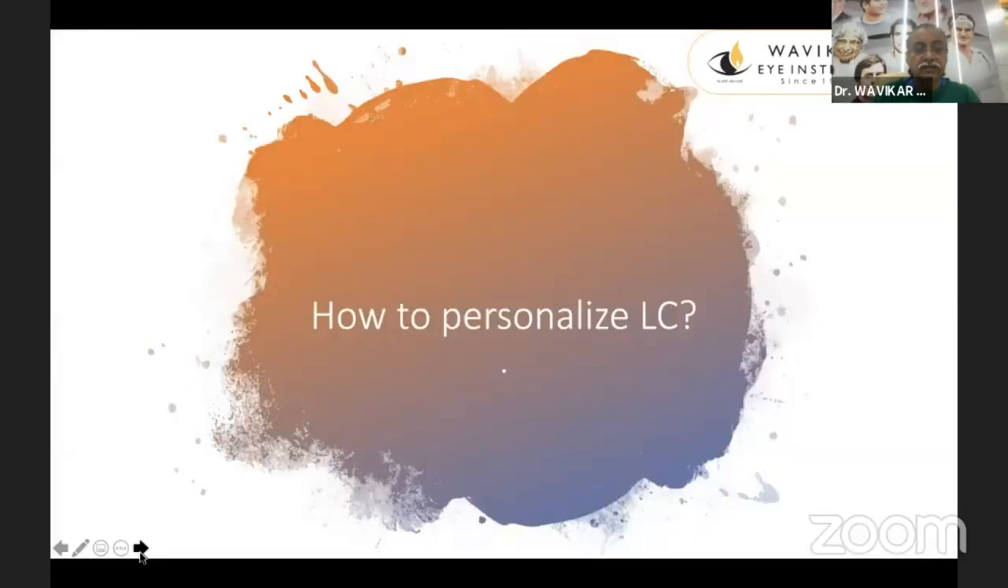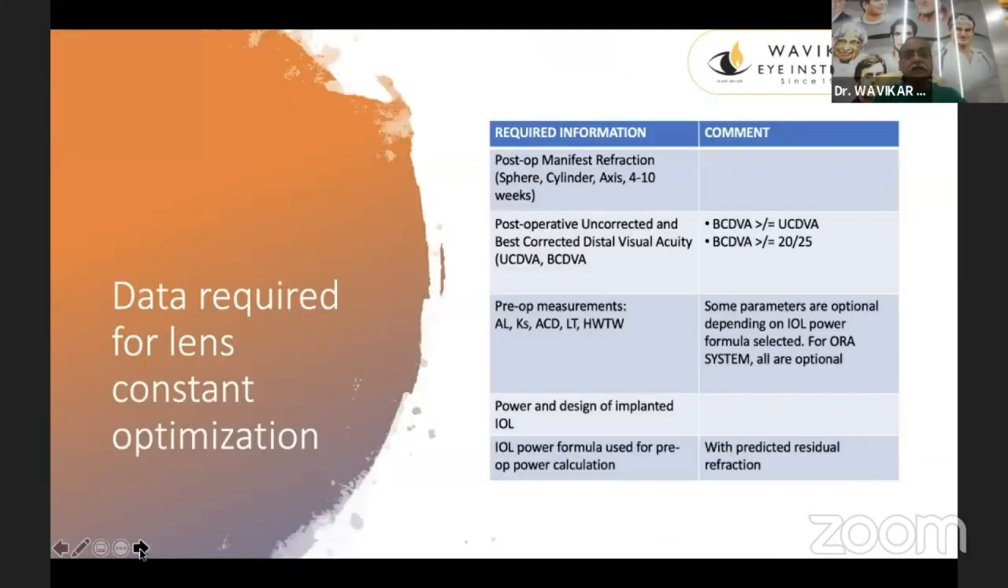Now, once this is done, you go to personalization of the lens constant. As a start, what do you require for that? Post-operative manifest refraction, pre-operative uncorrected and post-operative uncorrected and best corrected visual acuity, all the pre-operative measurements, IOL power and design of the implanted IOL, that is the brand name, and the IOL power formula used for pre-op calculation, so that you will know what the predicted residual refraction was.